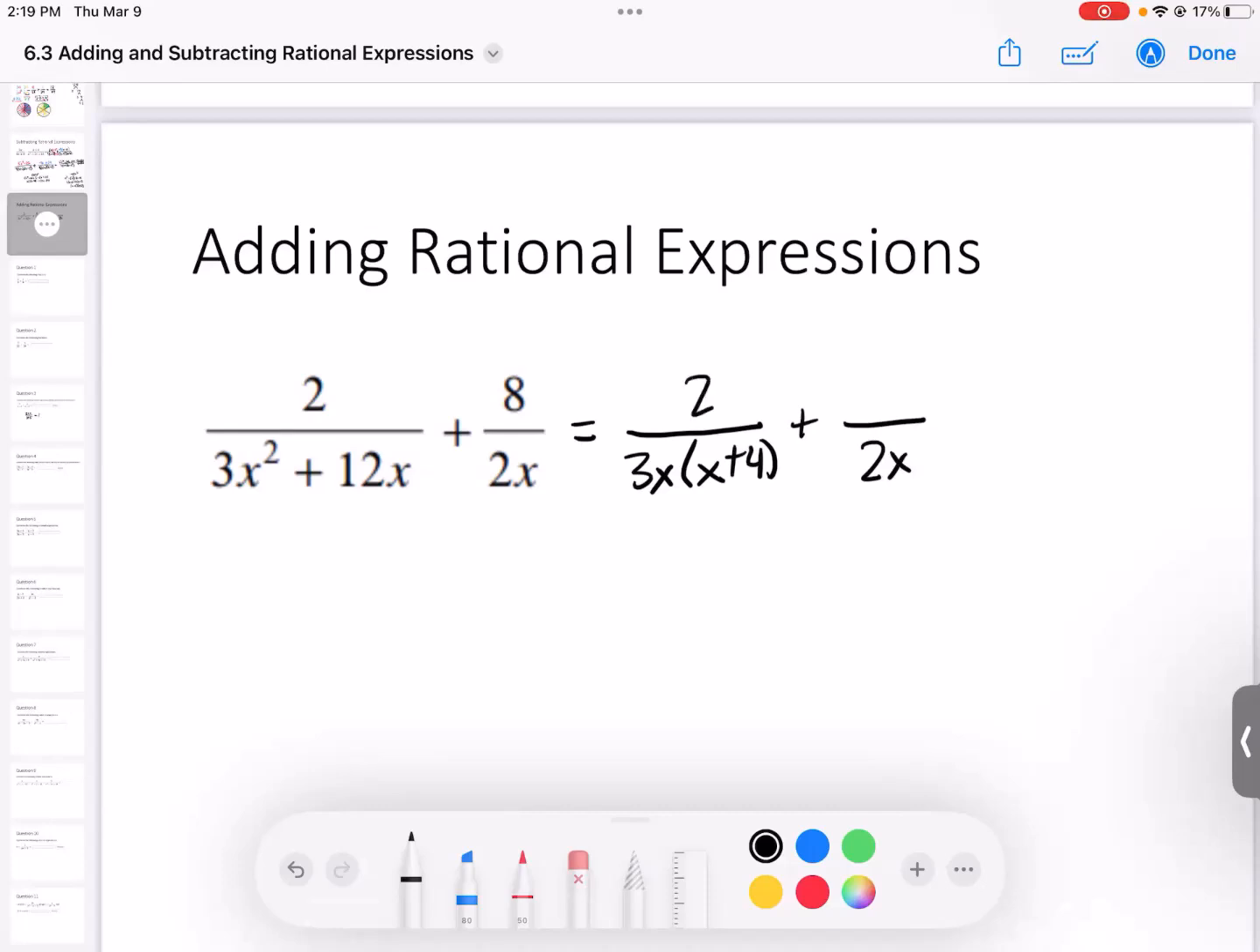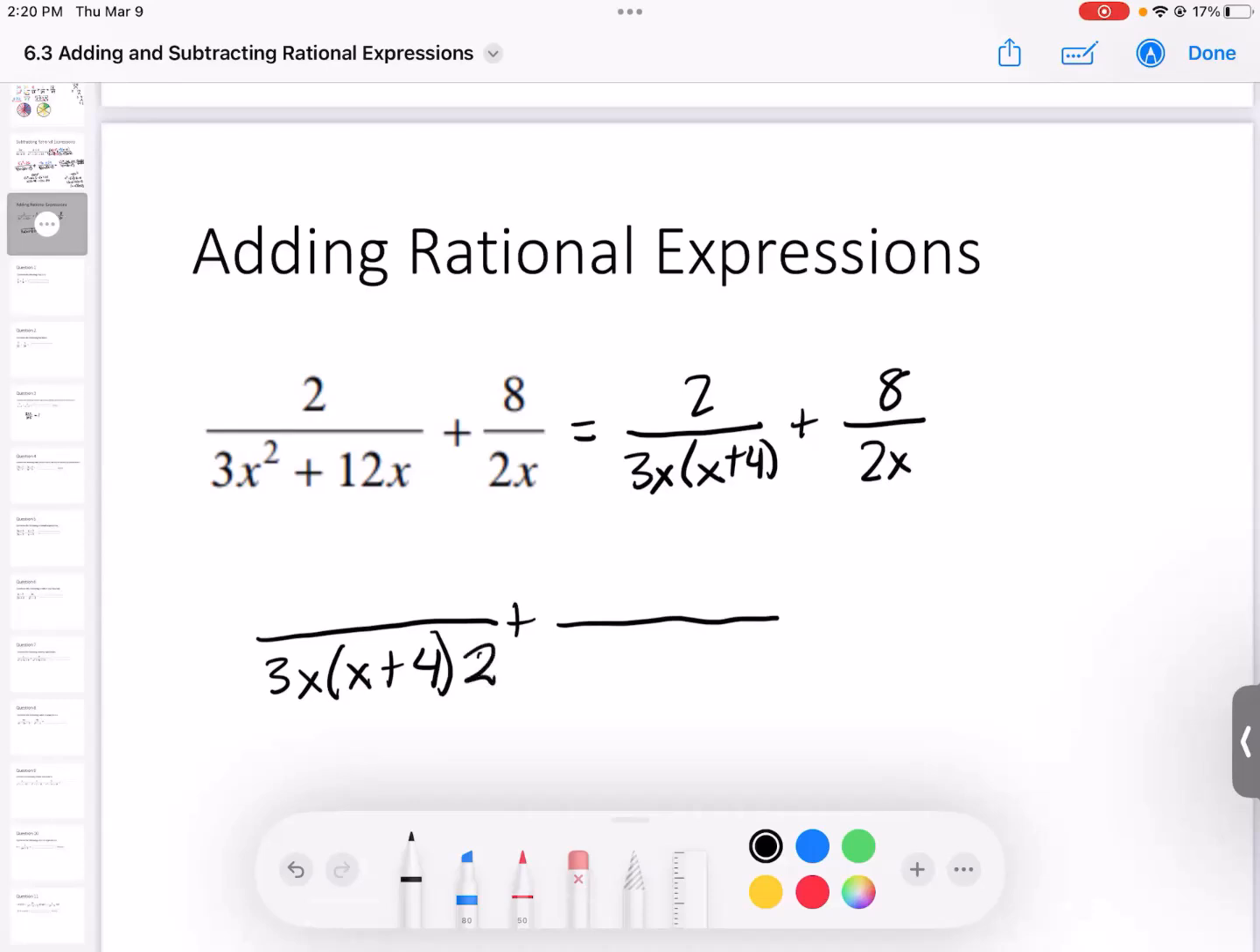So we'd look at that and we'd say, okay, now that our denominators are in factored form, I need to figure out what my common denominator needs to be. So my common denominator has to include all of the factors of the other two denominators. So to take care of the first one, I know that my common denominator has to have a 3, it has to have an x, and it has to have an x plus 4. Then for the second one, my common denominator has to have a 2, and I don't have a 2 yet.